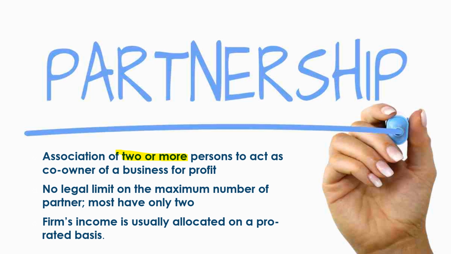Now, how does it work? When both owners invest an equal capital in their business, they will have an equal allocation, that is 50-50, of their profit sharing. Another example: if partner A invested 60,000 in the business and partner B invested only 40,000, the allocation of their profit should be 60-40. That is 60% for partner A and 40% for partner B. That is how the prorated basis works.